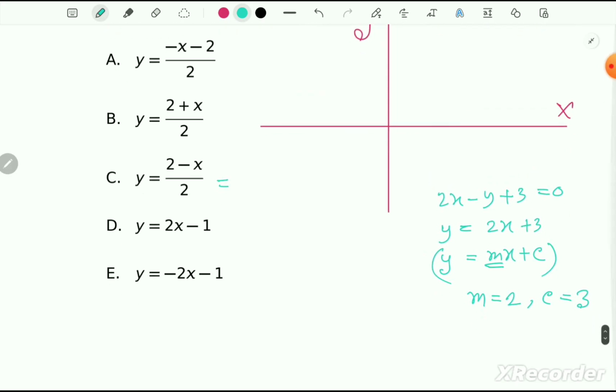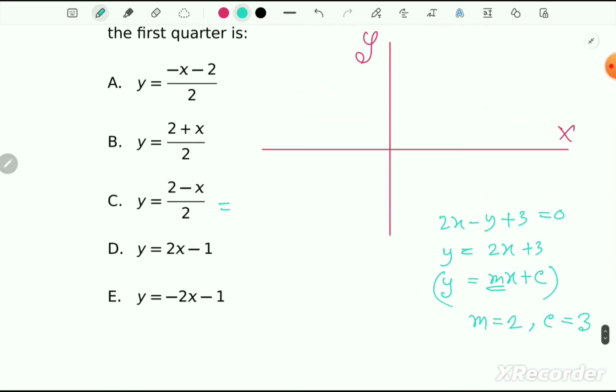Therefore we can simply draw the line now, because we know the slope m equal to 2 is around 63 degree, or 60 to 63 degree. I couldn't remember exactly, but it's around like this, more than 60 degree, and c equal to 3. That means this particular line actually intersects the y-axis at coordinates (0, 3). So we can simply draw a line like this.